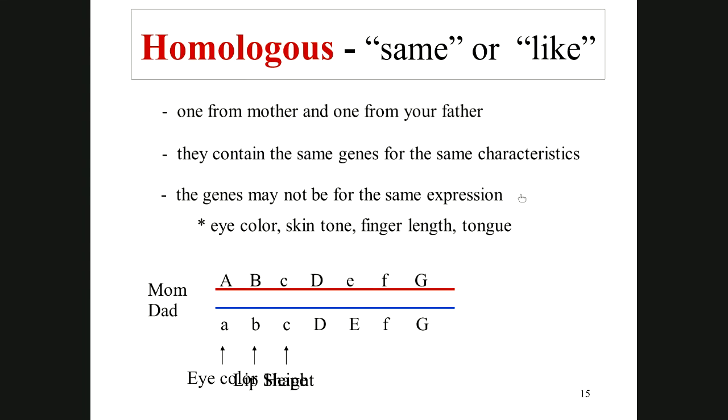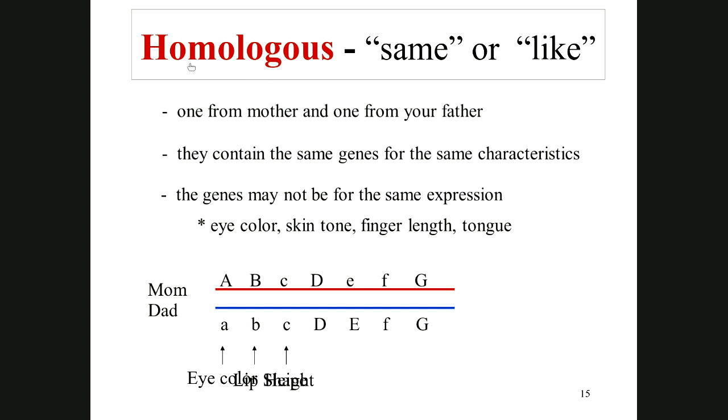Some more new terms. Homologous. Homo means same. So these are the same or like. It means that they contain the same genes for the same traits. Now you get chromosomes from mom and chromosomes from dad. They're in the eggs and the sperm. Mom has 23 chromosomes and they're numbered 1 through 23, and dad has 23 chromosomes and they are also numbered 1 through 23. Number 1 in mom and number 1 in dad have the same traits for the same types of characteristics. So those are homologs.